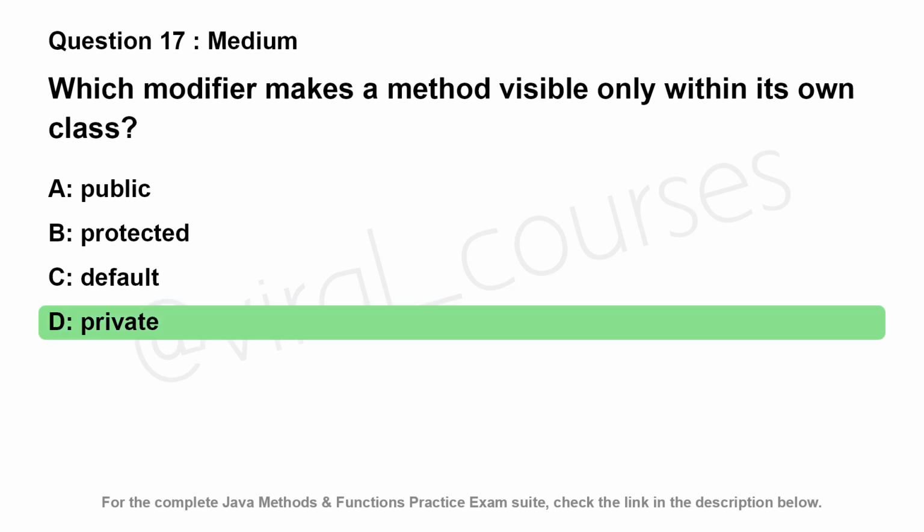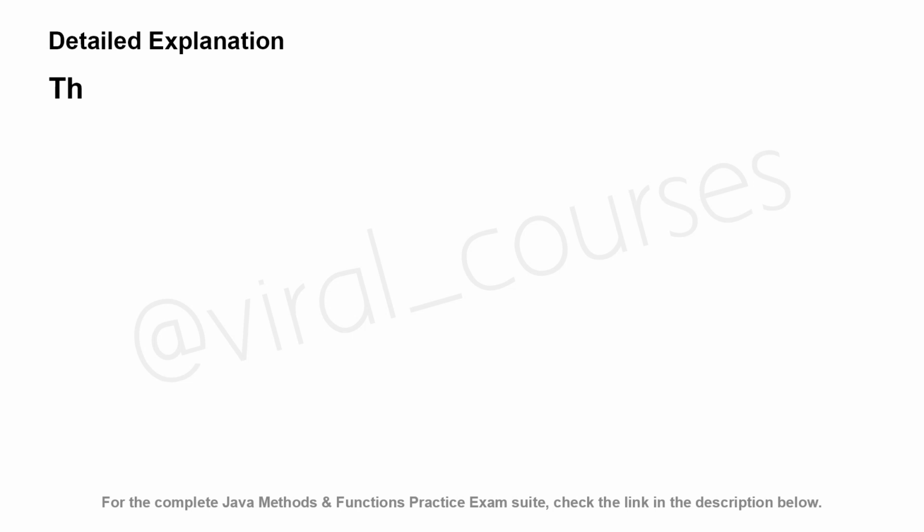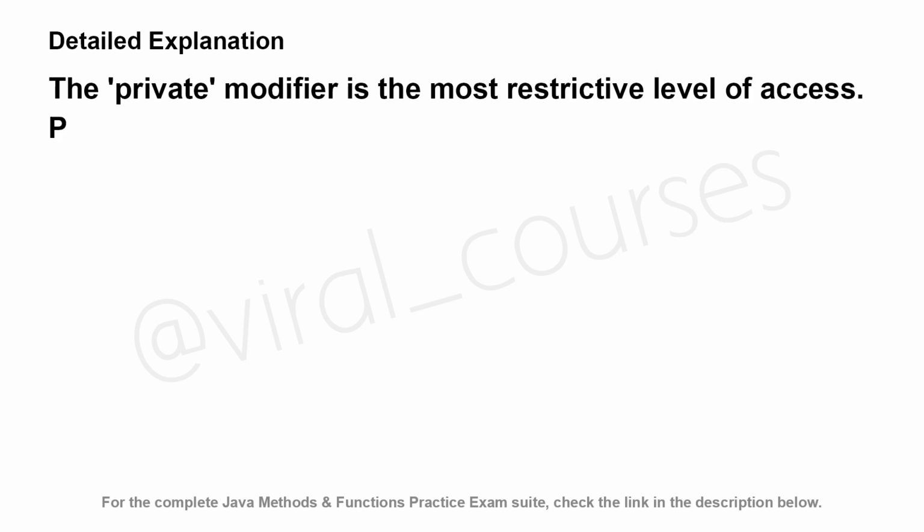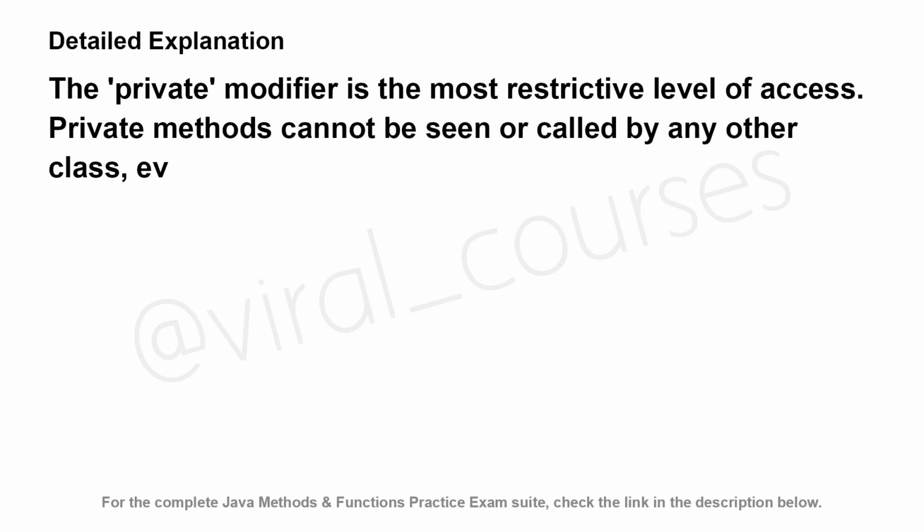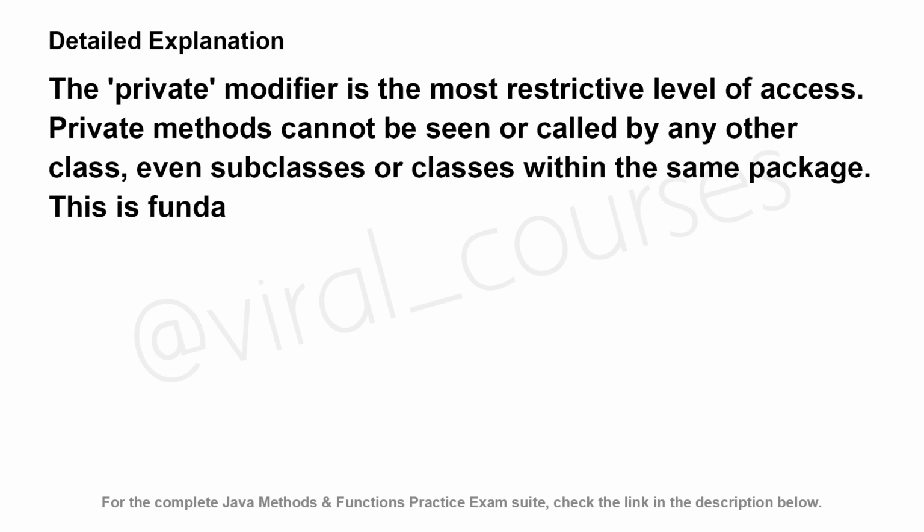The correct answer is D. The private modifier is the most restrictive level of access. Private methods cannot be seen or called by any other class, even subclasses or classes within the same package. This is fundamental for internal helper logic.